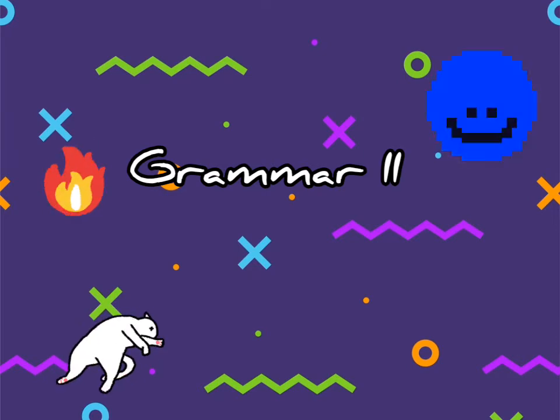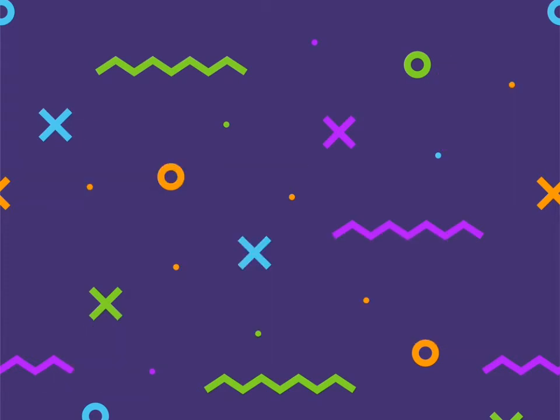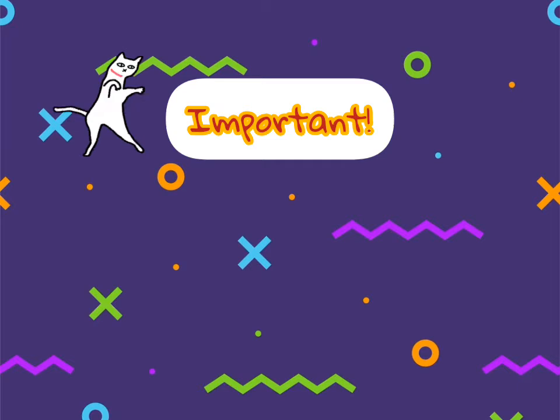As you may remember, we are currently dealing with reported speech. Also known as indirect speech, reported speech consists of retelling, that is to say reporting, the words of another person. When reporting a sentence, some aspects need to be taken into account.